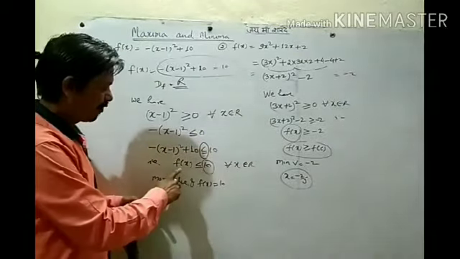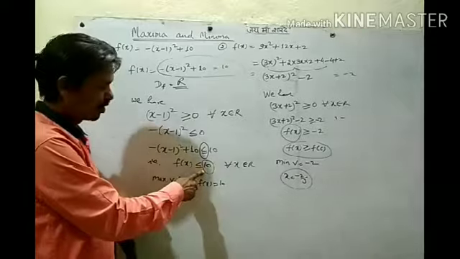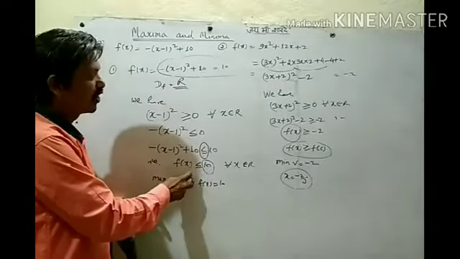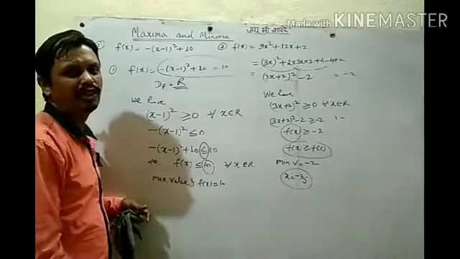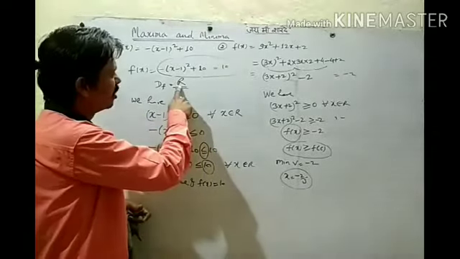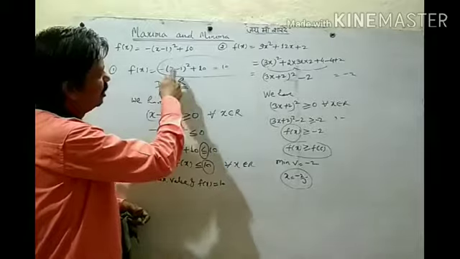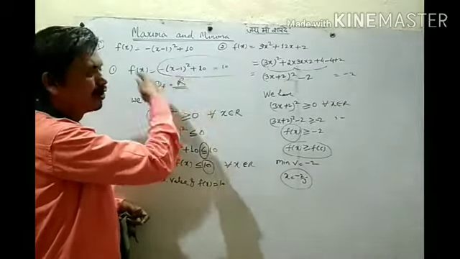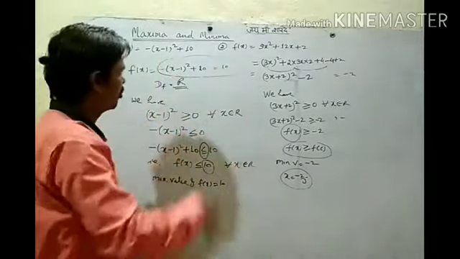Here f of x is less than 10 only. So it means this function has no minimum value. We cannot find its minimum value because the domain is the set of real numbers. If we put any value of x, then negative values, we can get many values.